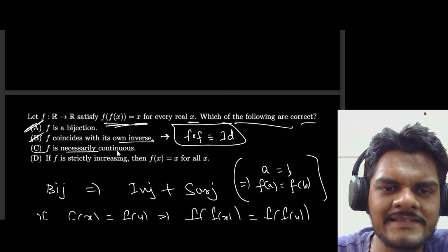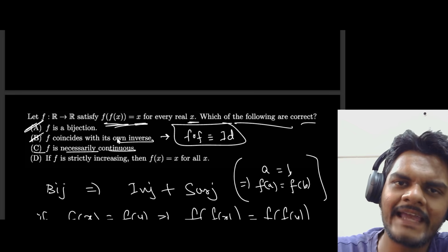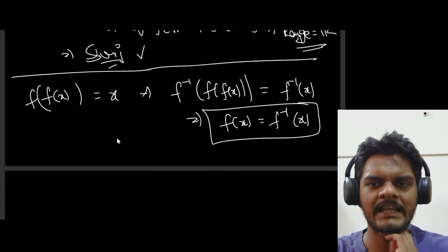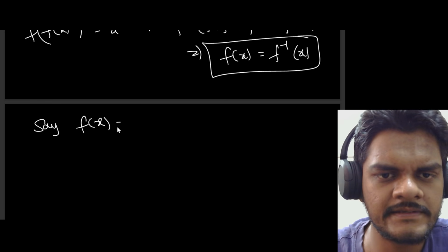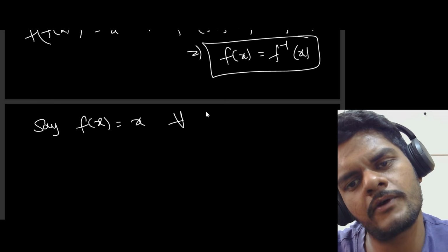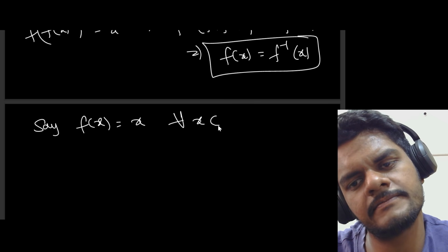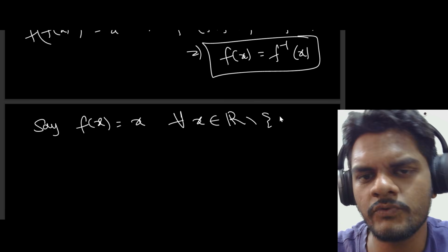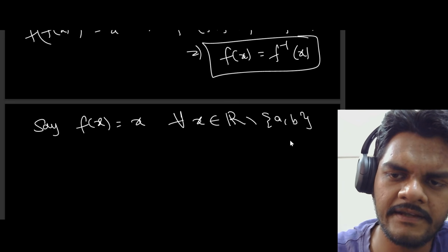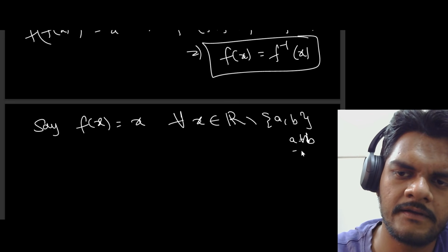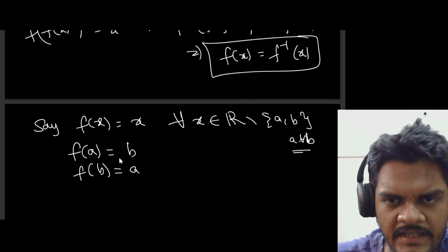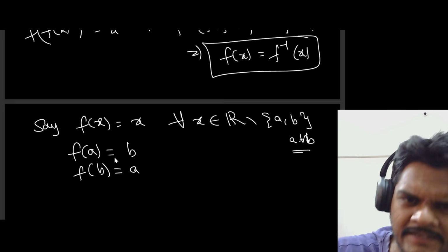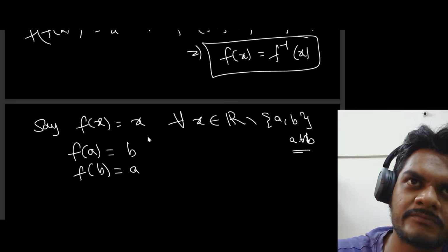Again, is f necessarily continuous? Can I show a counter example? Let us say f of x is equal to x for all values of x belongs to real minus two values a and b, a not equal to b, obviously. And at a it is equal to b, at b it is equal to a. Does this still satisfy f of f of x is equal to x?